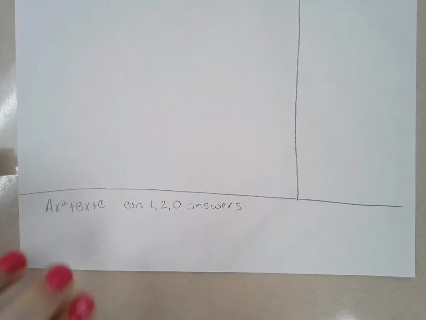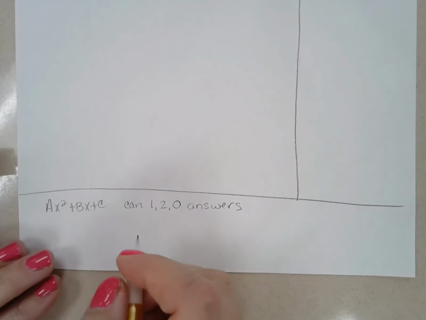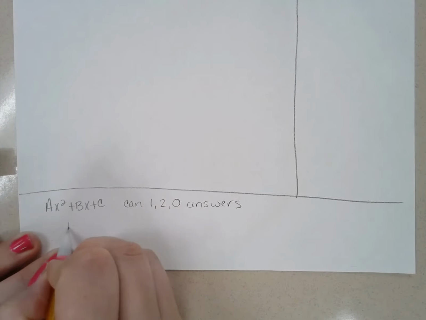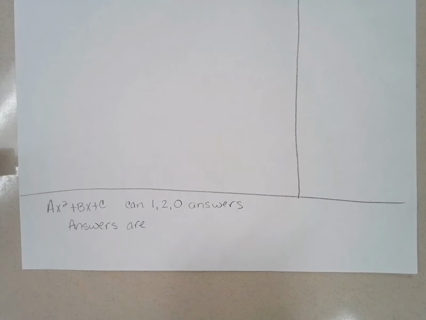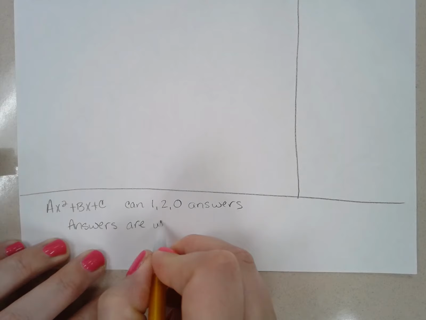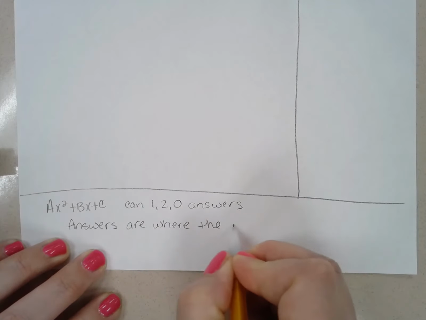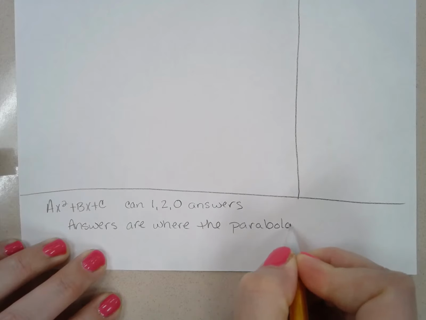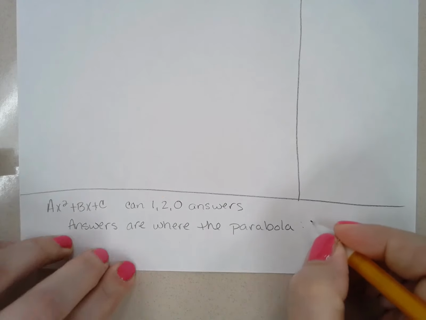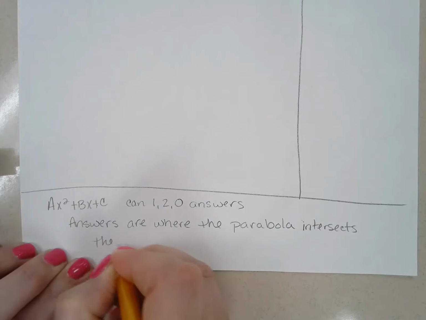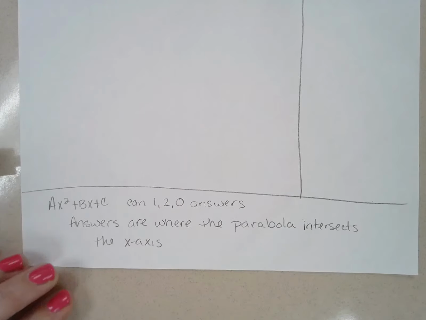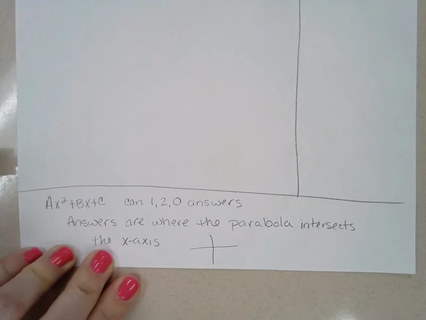And there's a reason you can have a varying number of answers. You can have a varying number of answers because what you're looking for when you solve a quadratic is a specific point on the graph. You're looking for the place on the graph where it intersects the x-axis. So the answers are where the parabola, which is that U shape that a quadratic makes, intersects the x-axis. So depending on where your parabola is on the graph, so here you've got a graph.